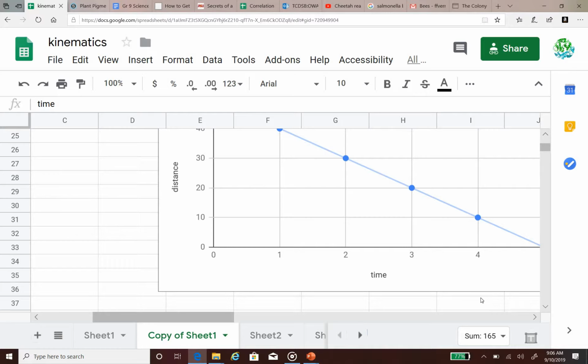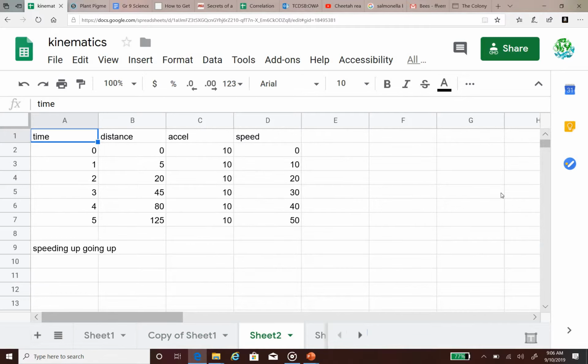Up versus down. Okay? Now, let's see what happens if they're not moving at a constant rate. In other words, they're accelerating. So let's look at this one. This one is speeding up, going up. Now, your ball, when you drop it, do you think it's going to be speeding up, going up? No, it should be speeding up, going down, right? But let's take a look at what speeding up, going up looks like.